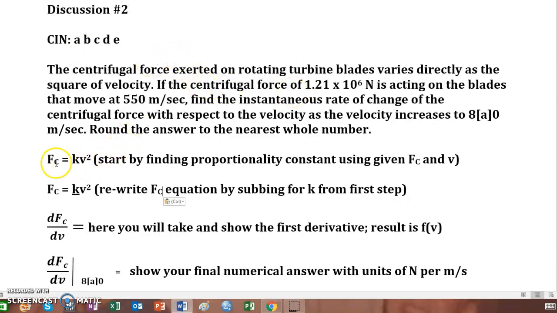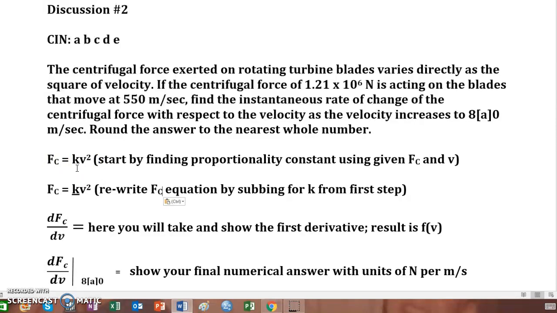So going in order here, the first thing we've got to do is establish this relationship between centrifugal force and velocity. It says in the first sentence that centrifugal force exerted on rotating turbine blades varies directly as the square of velocity. So essentially what we're seeing in this equation is that the centrifugal force is equal to some constant, and that constant happens to be the proportionality constant, since centrifugal force and velocity squared vary directly.